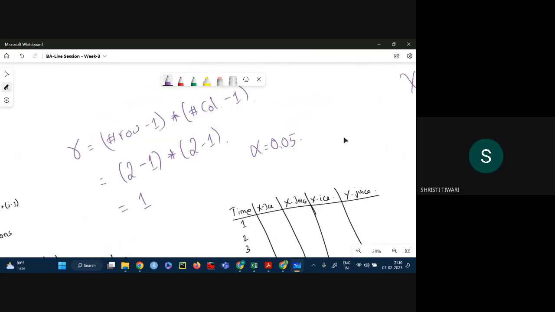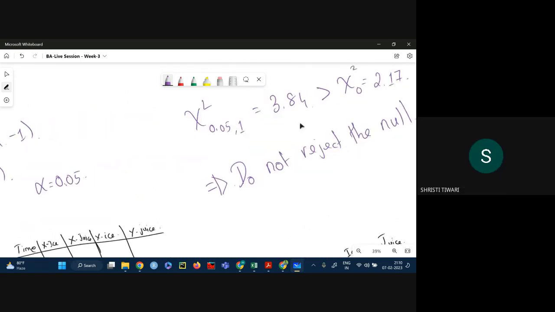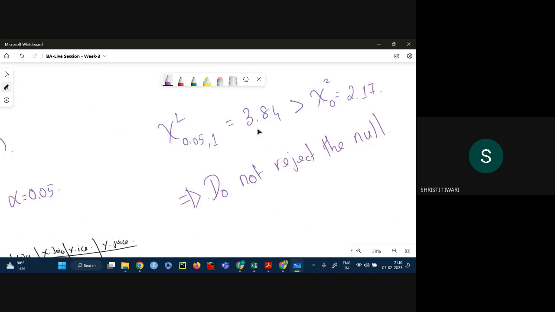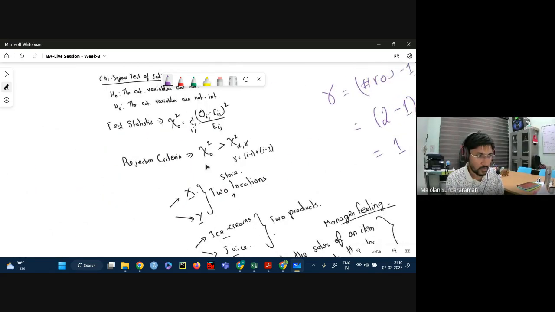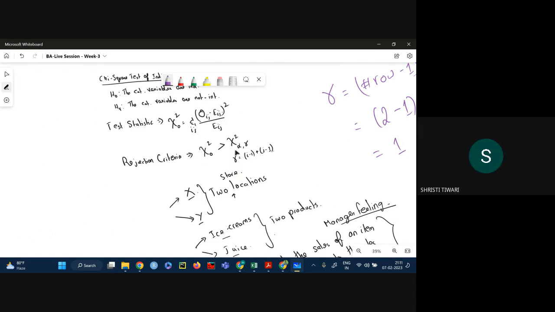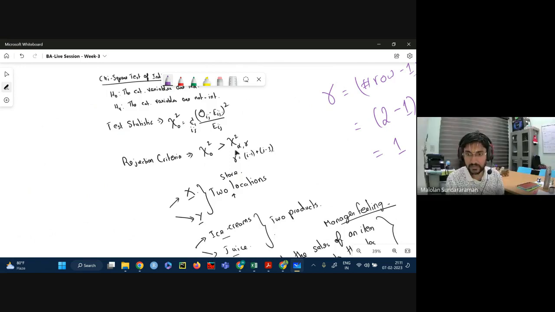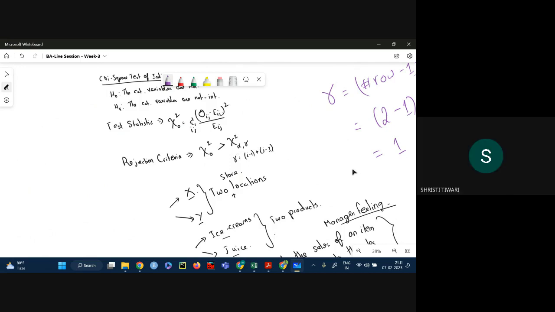Sir, I just want to ask one thing here. As you mentioned the condition above, is this condition universal? Yes, this chi-square test is your rejection criteria. Only if your computed value is greater than the tabulated value, you will reject. That is universal. That is always the case.